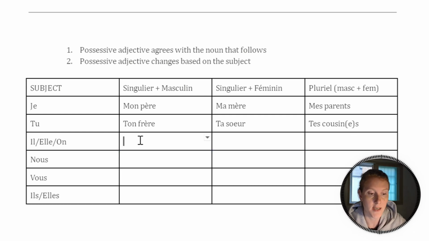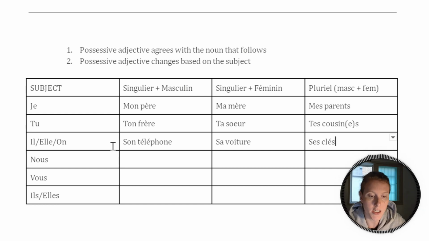Now, next. If the subject is third person singular, il, elle ou on, it will be son, sa, ses. So, for example, son téléphone, his or her phone. Son téléphone. Sa voiture, his or her car. Ses clés, keys.